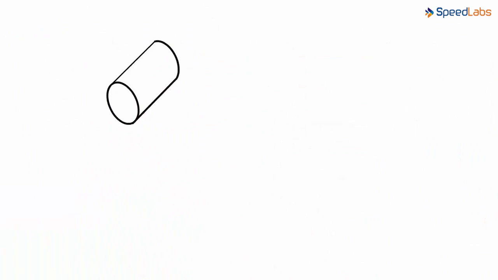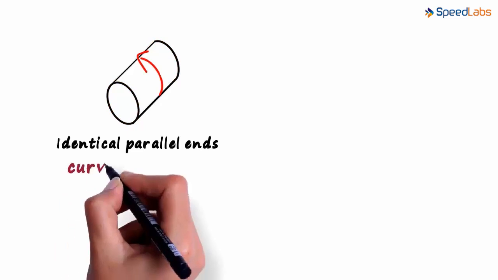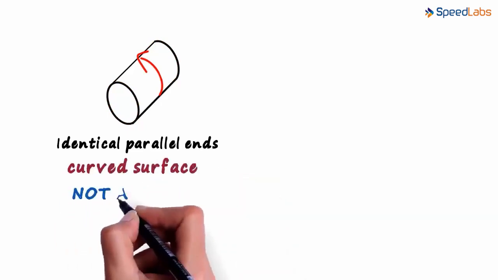Here's the first figure. It's a part of a pipe. Both the ends are circles and are parallel to each other. It means that this figure has identical parallel ends. This figure has identical parallel ends but has a curved surface. Hence, it's not a prism.